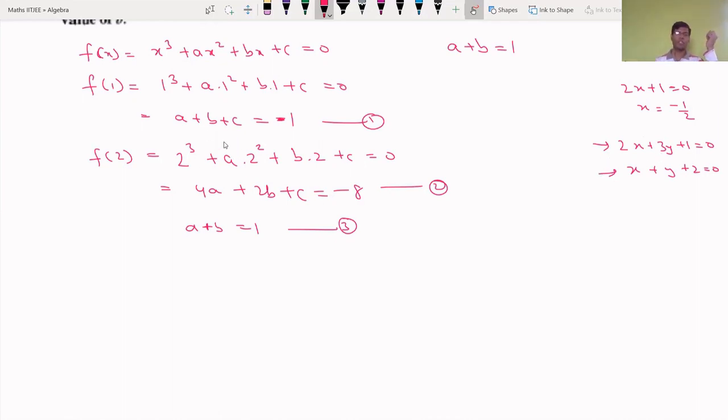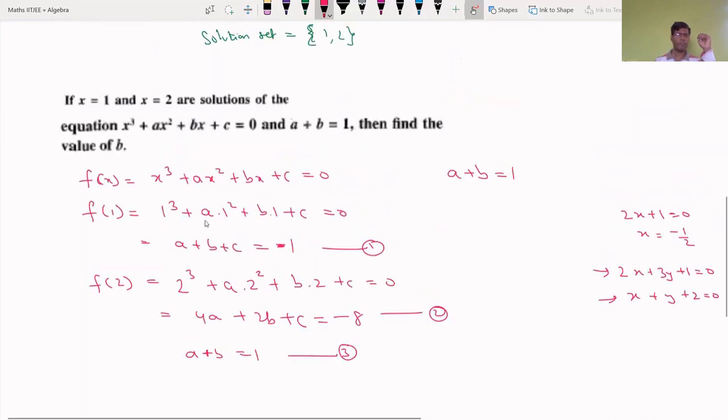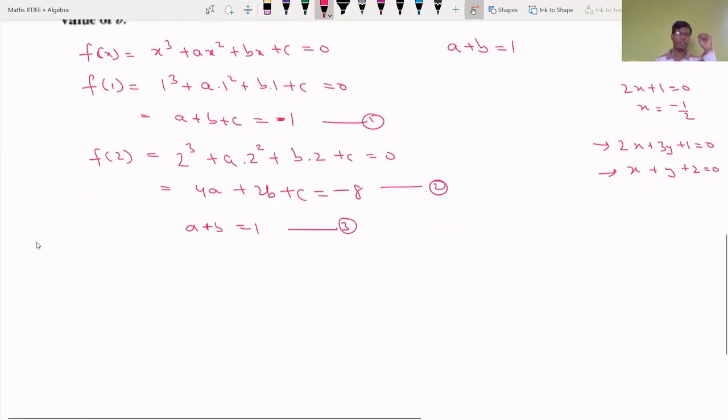So in this question, we have three unknowns, a, b, and c. To solve three unknowns, we will need at least three equations. So that's how we now have three conditions, or three equations, in a and b. We can use that to solve for a, b, and c. Anyway, we just need to find the value of b.